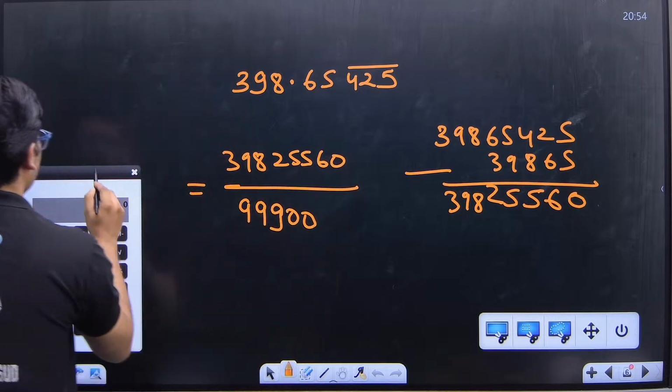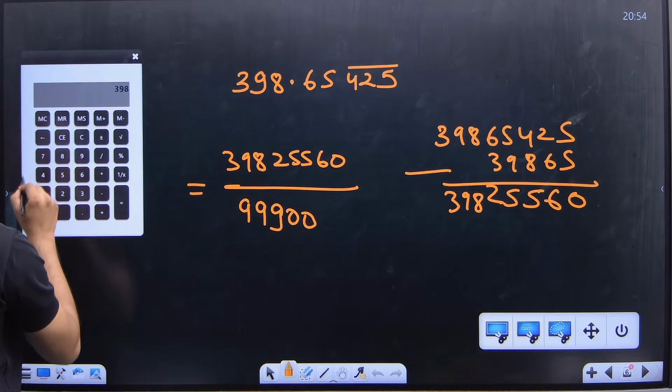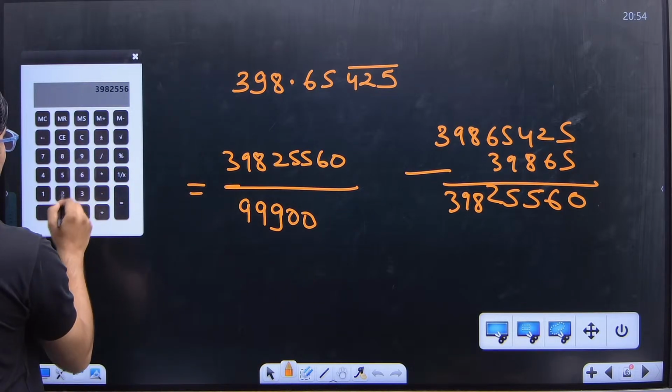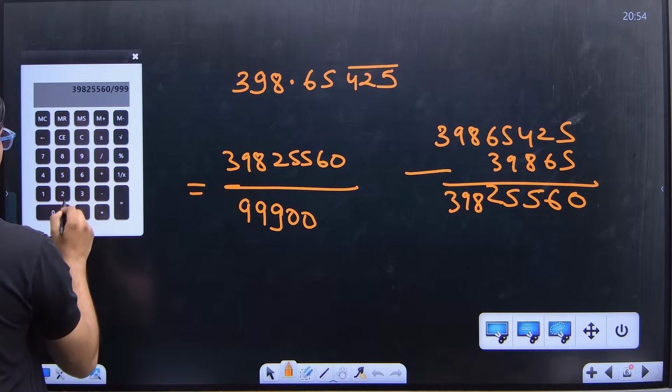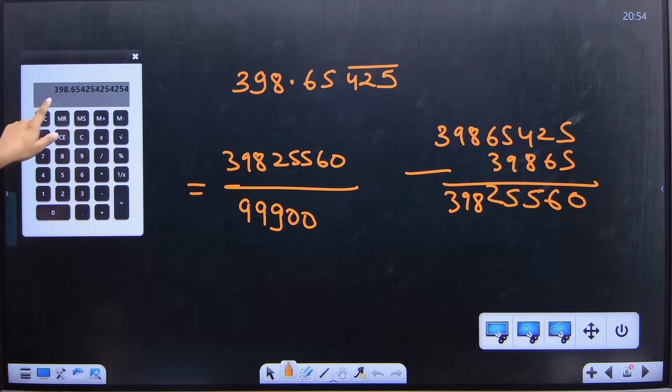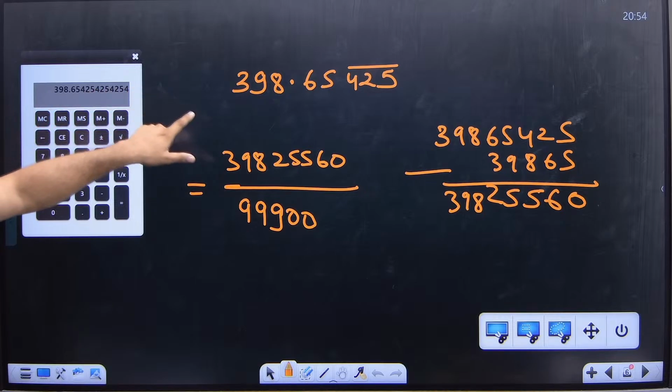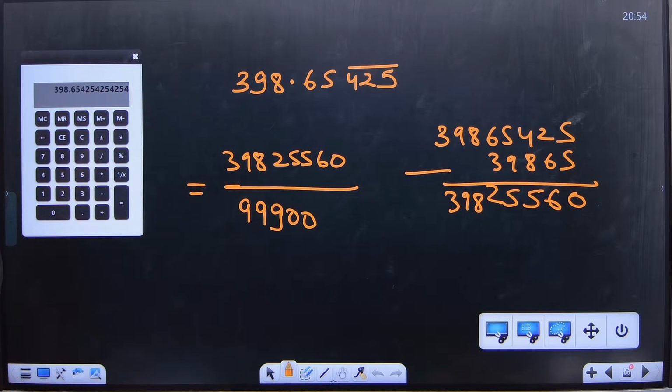So this will become 398255560. Let us check it out. That's a very big number. 398255560 divided by 99900. See this: 398.65425425425. That's so cool.